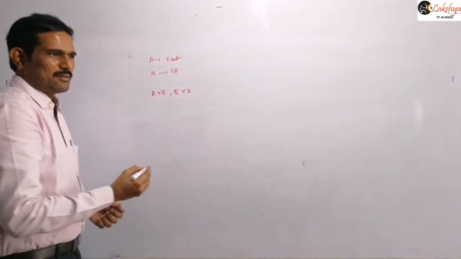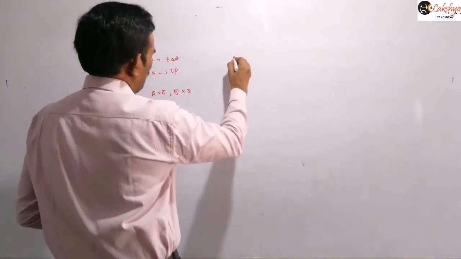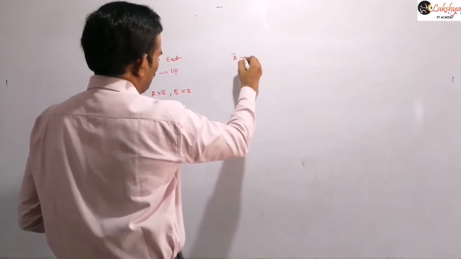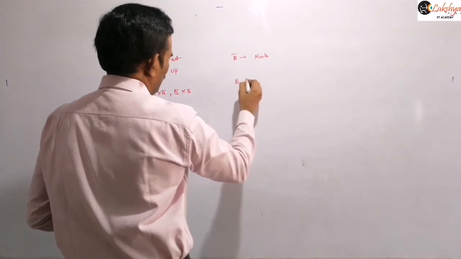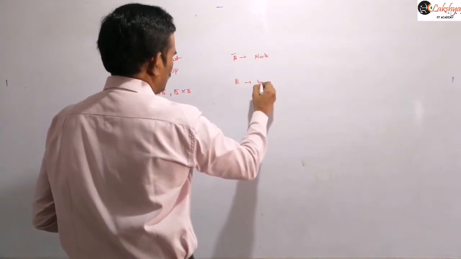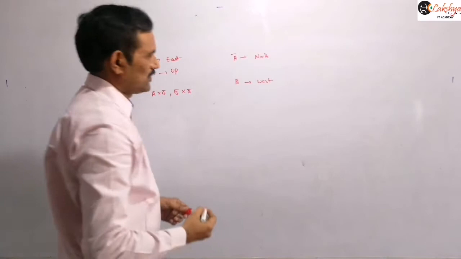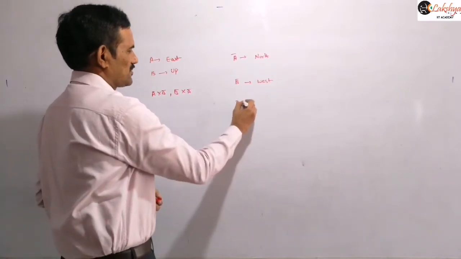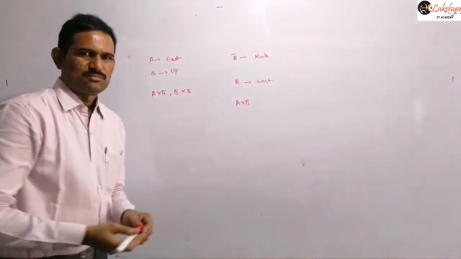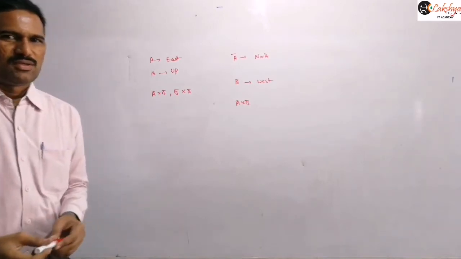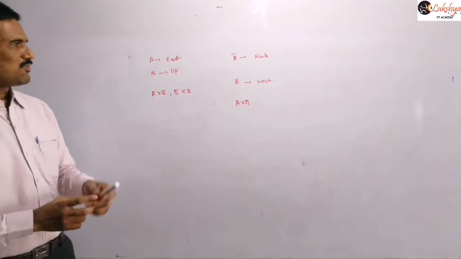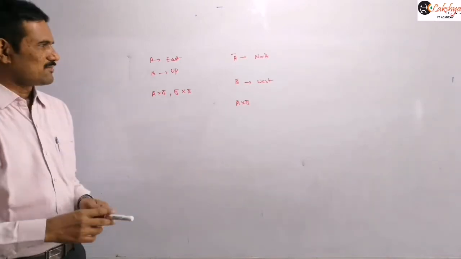And then similarly, suppose a bar is towards north and b bar is towards west, then find the direction of a bar cross b bar. So I will explain the first example here, and you can answer the second one easily.